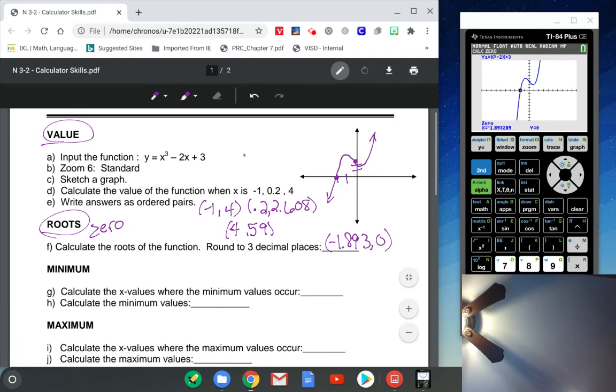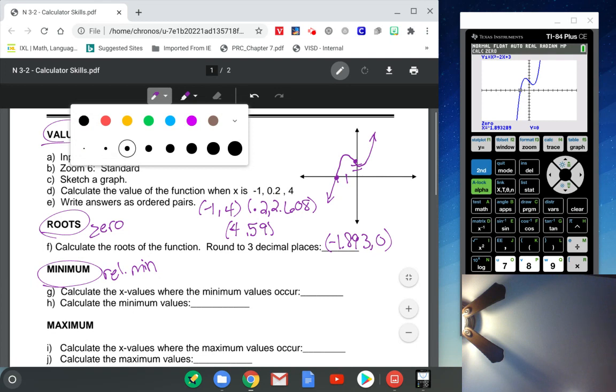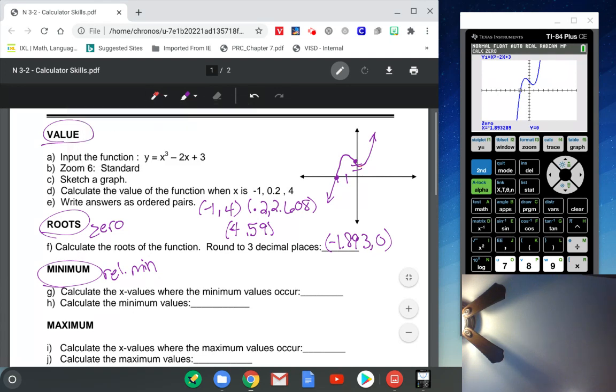All right, next we're going to talk about the minimum. When it says minimum, it's talking about the relative minimum, because we know this graph continues downward, and so it goes to -infinity. But the relative minimum is going to be this value. Let me change the color here. This value right in here. So we want to find that value.